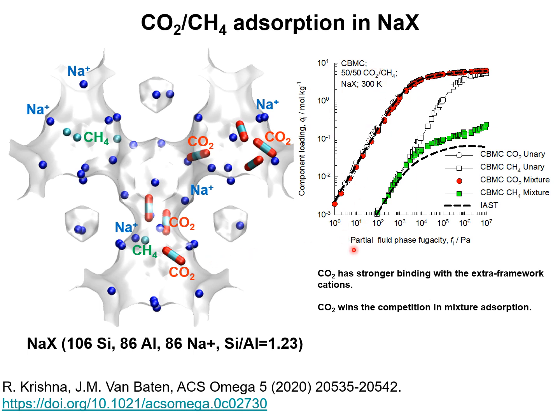In this graph, I present the component loadings against the partial fluid phase fugacities for both pure components, shown by the open symbols. Open circles are for CO2, open squares are for methane, and the filled symbols, the red circles, are for CO2 in the mixture, and the green squares are CH4 loadings in the mixture.